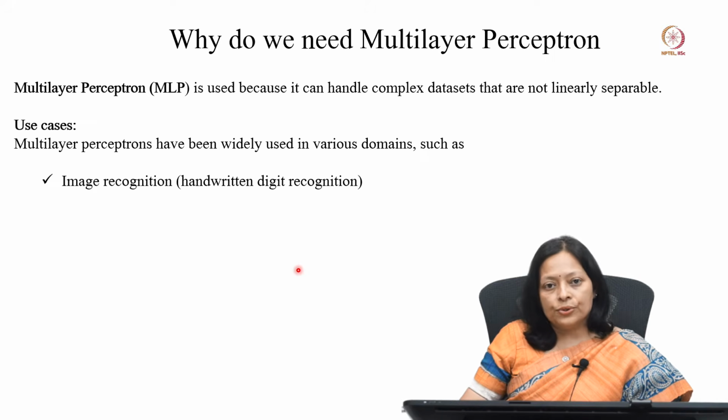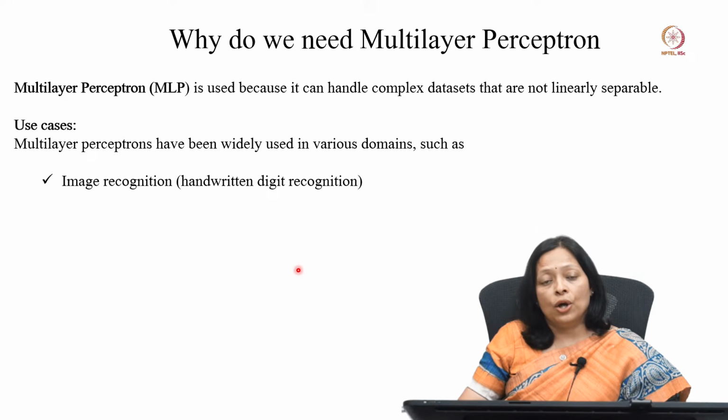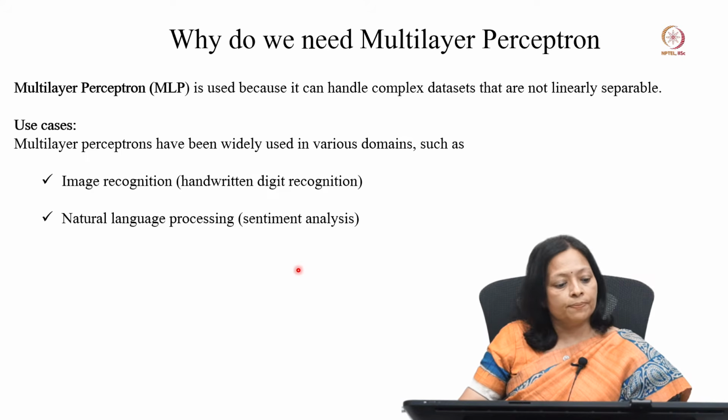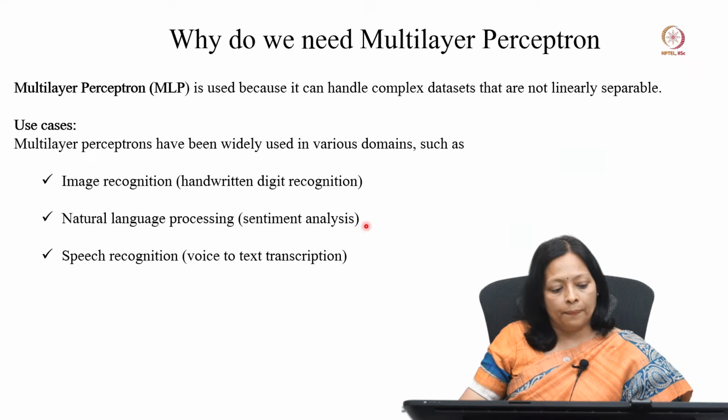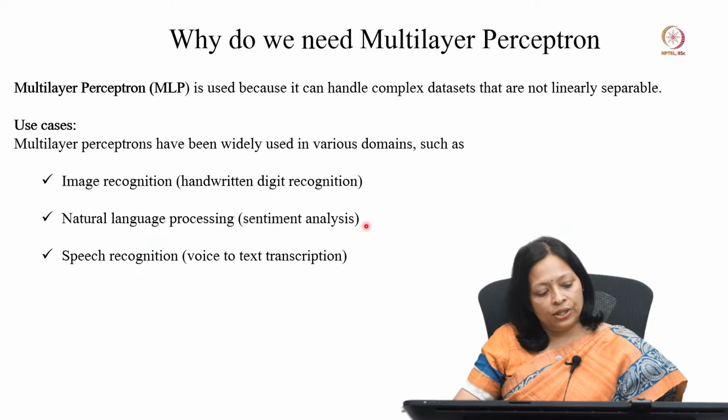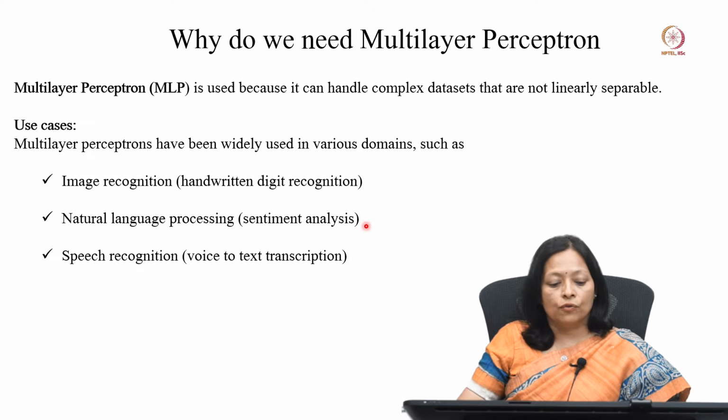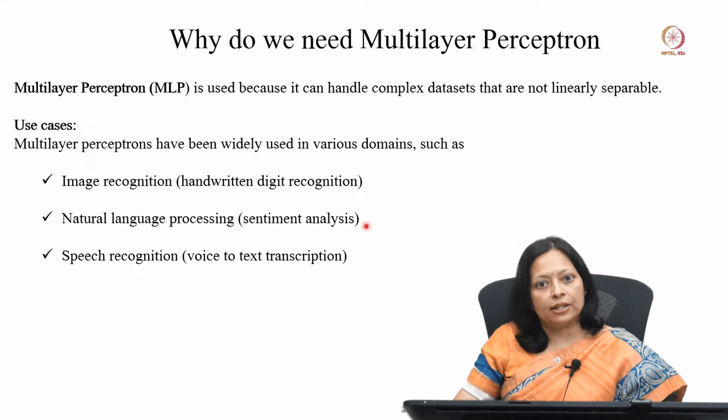They can be used in image recognition, like handwritten digit recognition, where your input is an image. It can be used in natural language processing, like sentiment analysis. These data are not linearly separable data. They are much more complex data. And it can also be used in speech recognition, like voice to text transcription and similar applications like that.